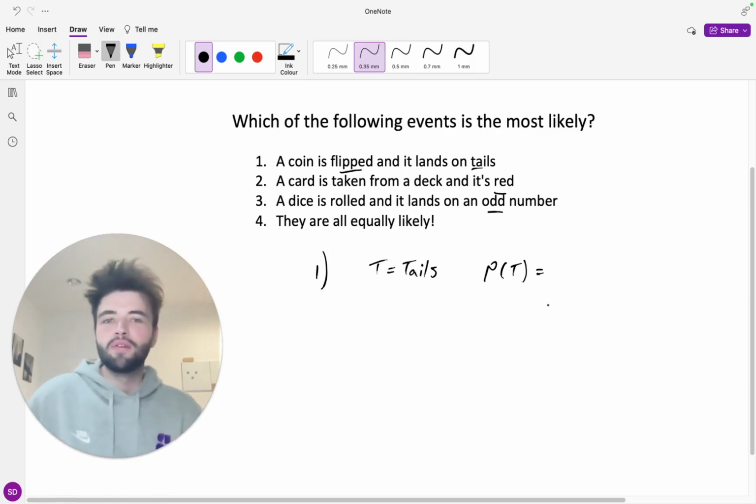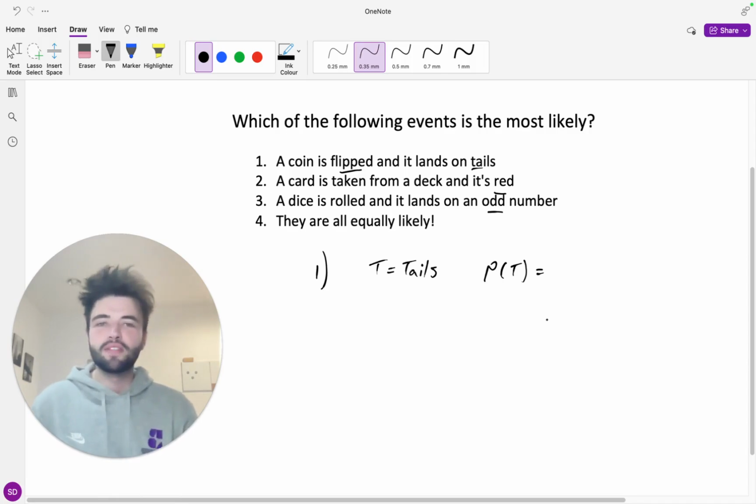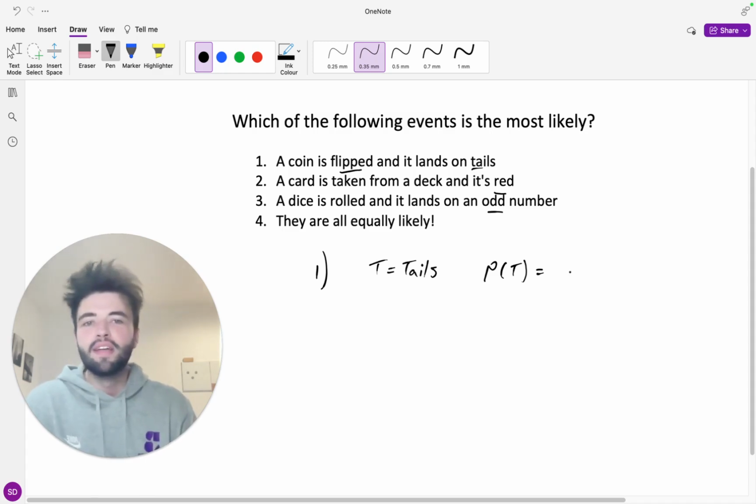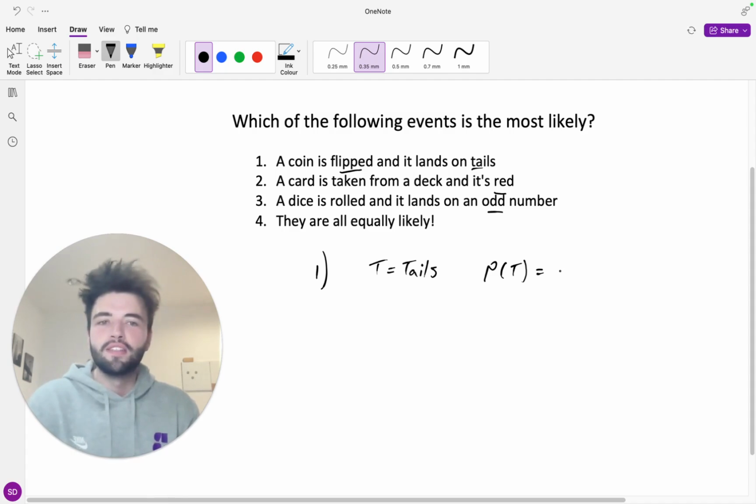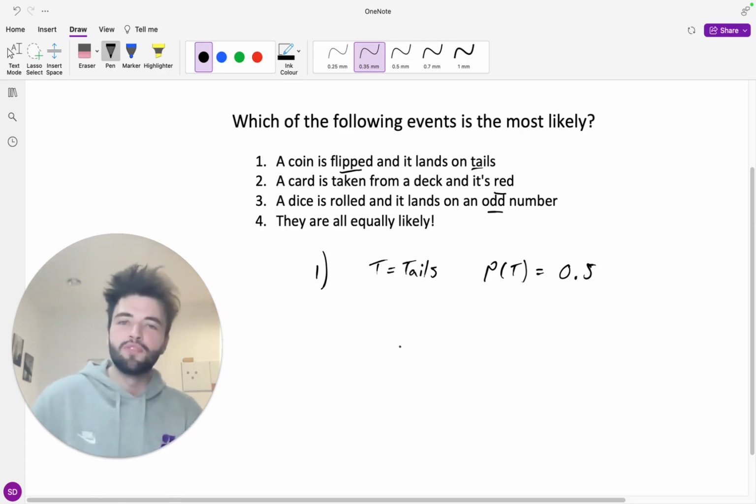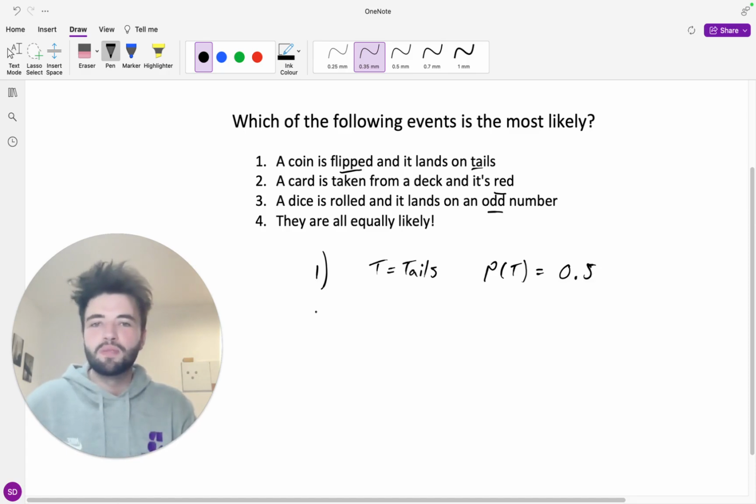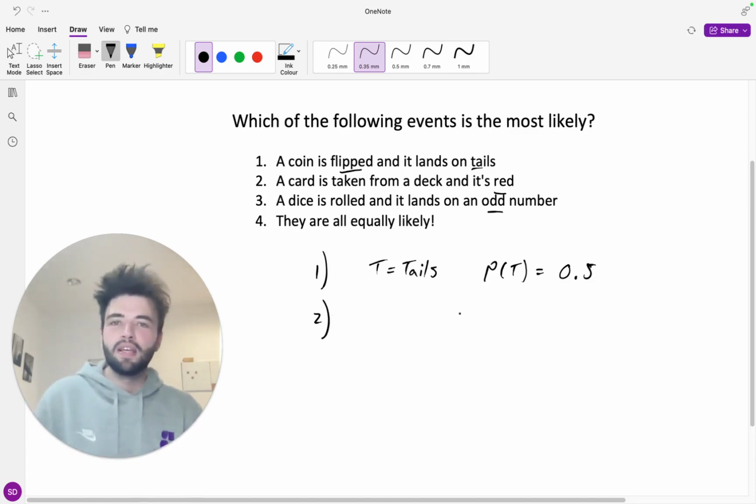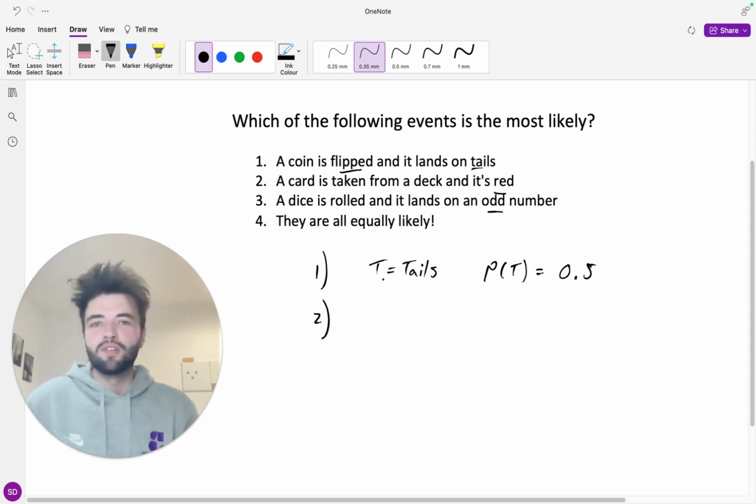So for our first trial here, we've got a coin flip, and we know that it's the most famous example of a random event because we've got heads and tails and they're both equally likely. And so if you flip a coin, the chance of it landing on tails, which I've labeled T here, is going to be a half or 0.5. I'm going to deal in decimals here because as we move down, there are going to be some more complicated ones, so I'm going to stick to decimals. But that is it for our first event, so that's going to be 0.5.